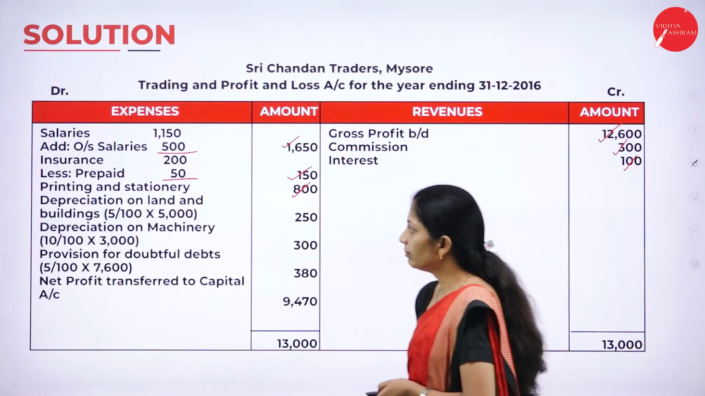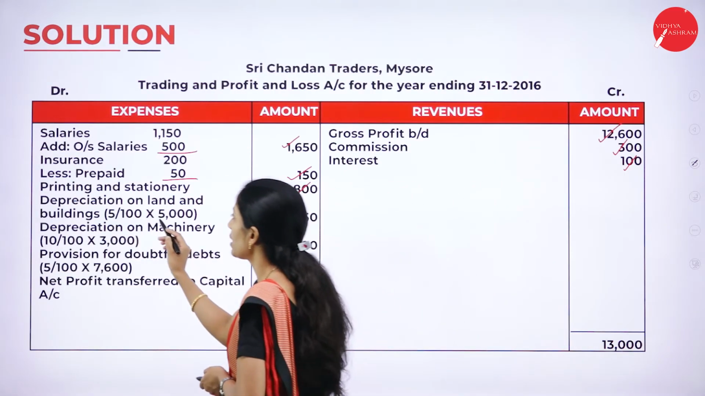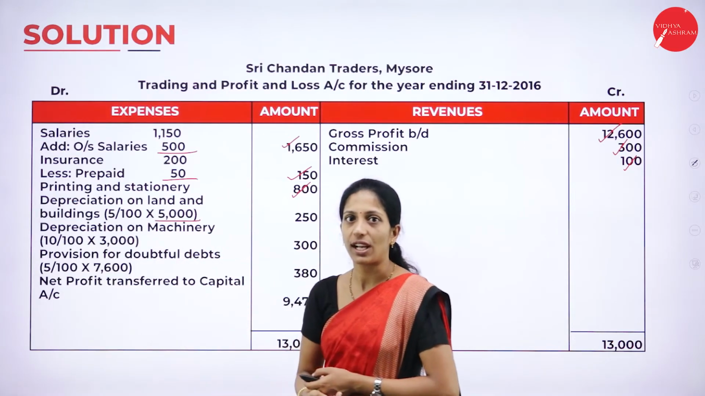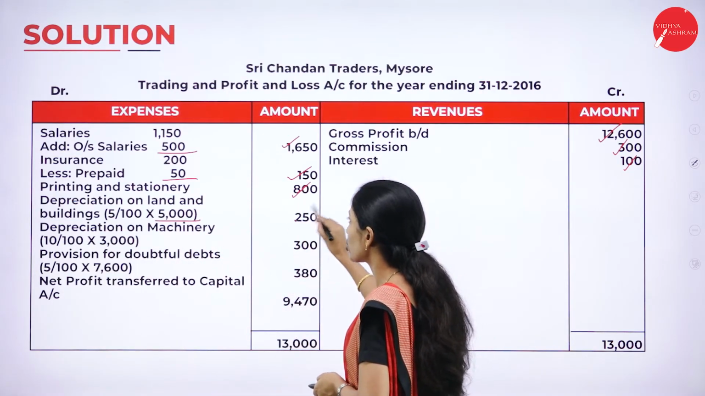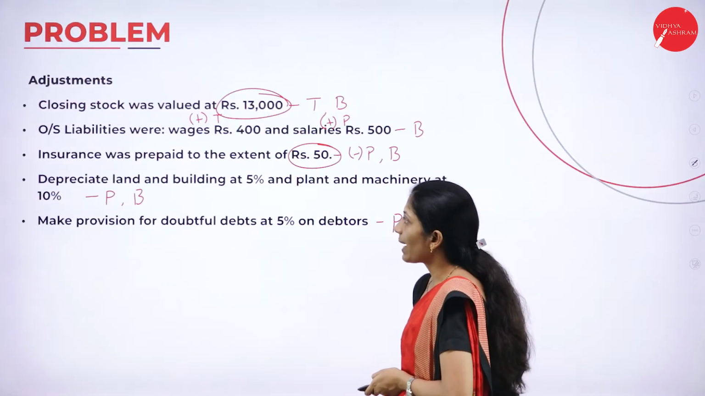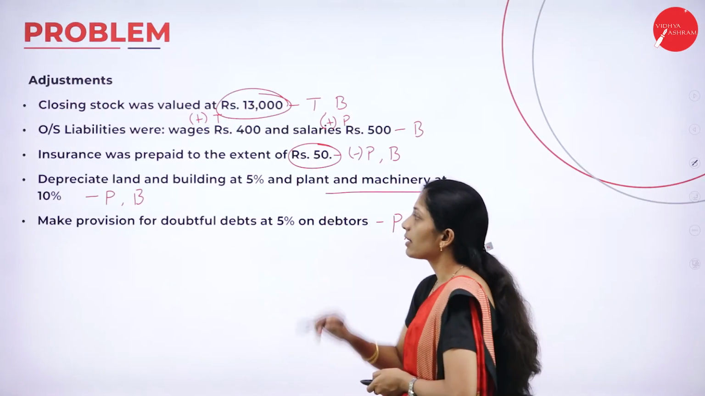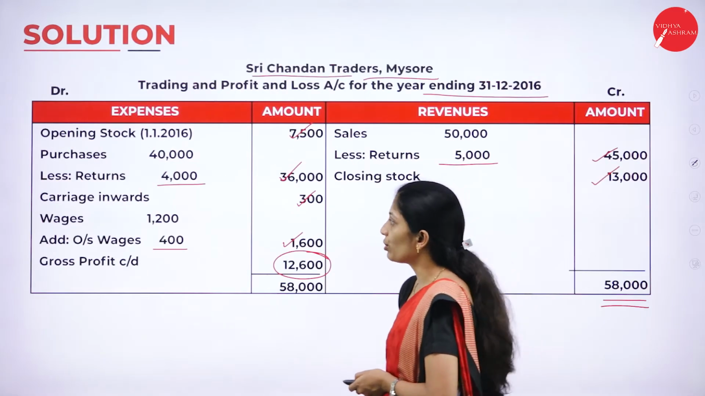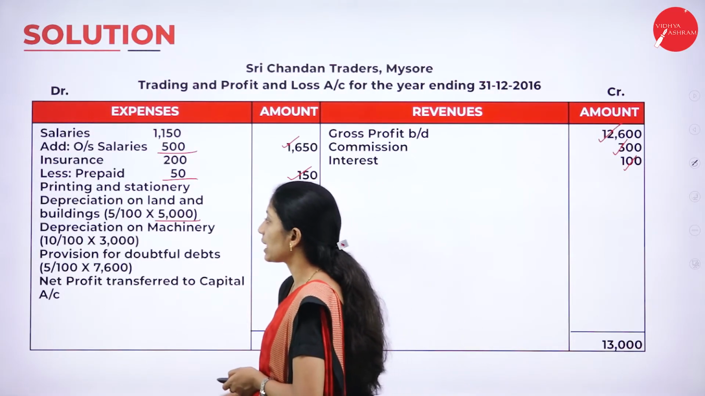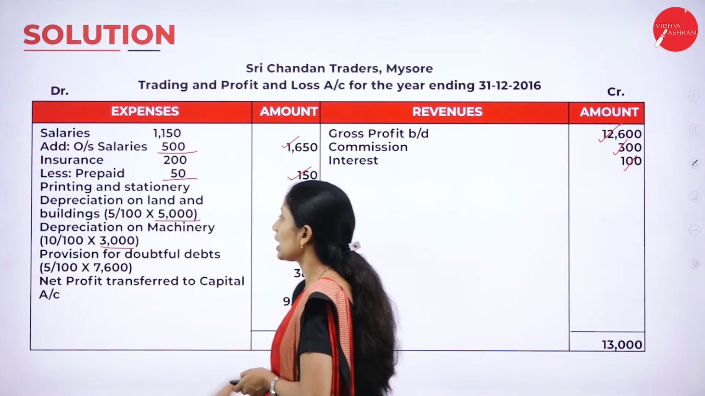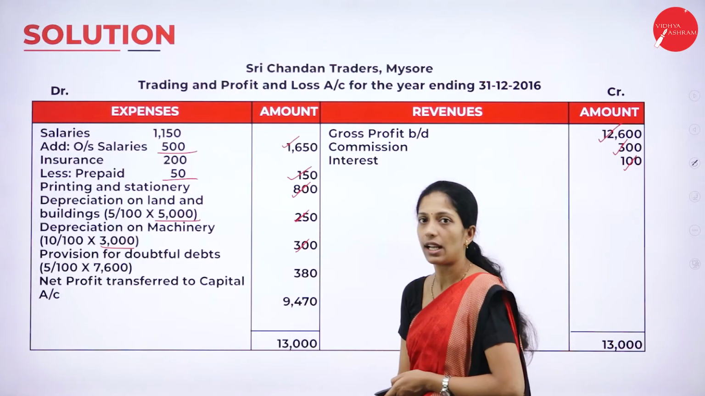So write depreciation on land and building. The value of land and building is 5,000 into 5%, so I'll get 250. Next one, plant and machinery at 10%. So write depreciation on plant and machinery. How much? 3,000 into 10%, that is 300.